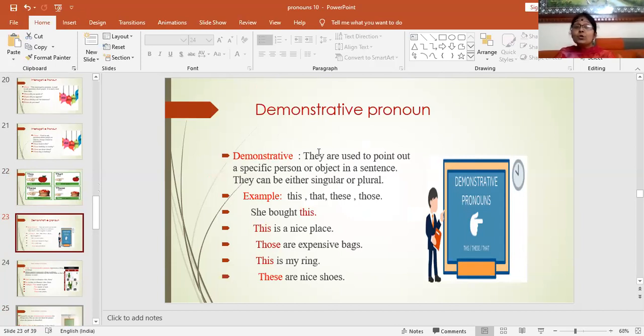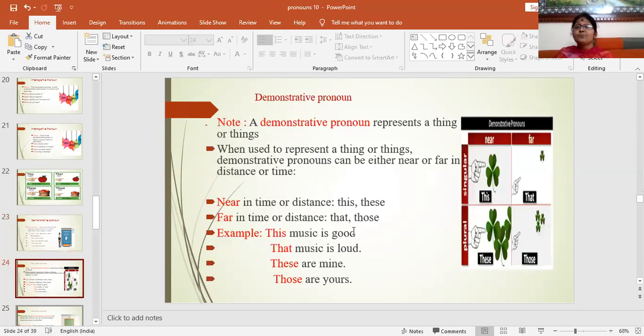They are used to point out a specific person or object in a sentence. They can either be singular or plural. The pronouns that you use are this, that, these, and those. Let us understand by using them in a sentence. This is a nice place. Those are expensive bags. This is my ring. These are nice shoes, right? So this is how we use our demonstrative pronouns.